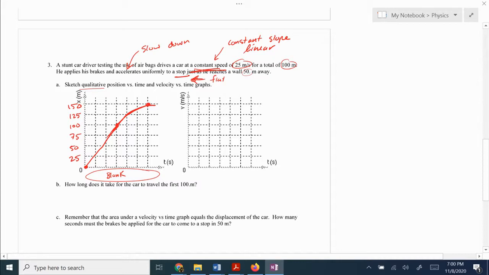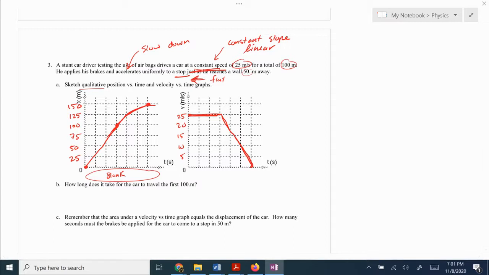Same thing for the velocity versus time graph. We're going 25 meters a second, so it's 5, 10, 15, 20, 25. For the first amount of time, you're just going 25 meters per second. And then at some point later, you're going 0. So that velocity needs to decrease to 0.